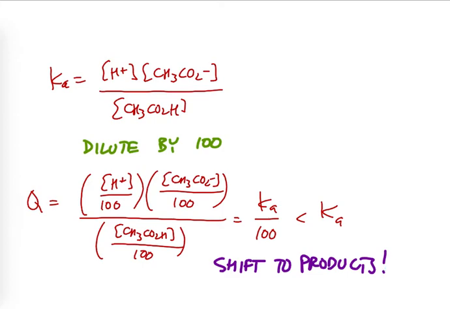which means that the percent ionization increases. So what we see is that when we dilute a solution of weak acid, the percent ionization goes up.